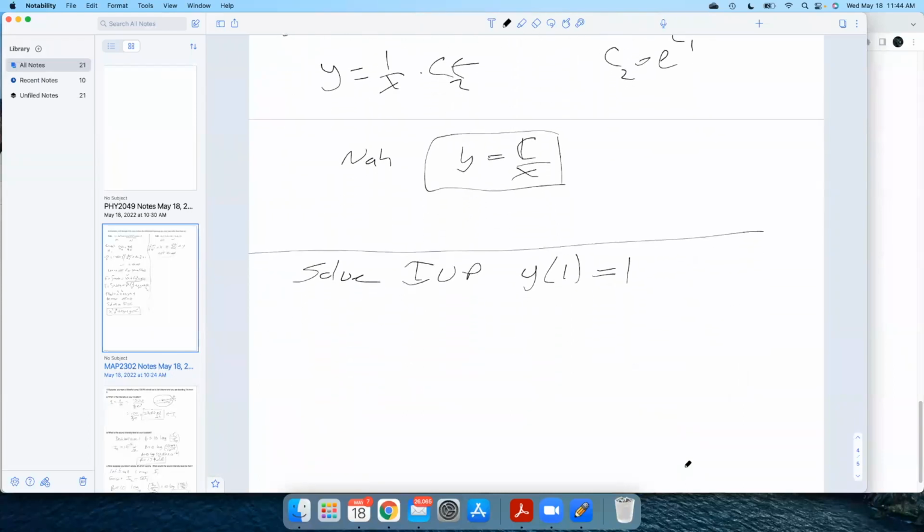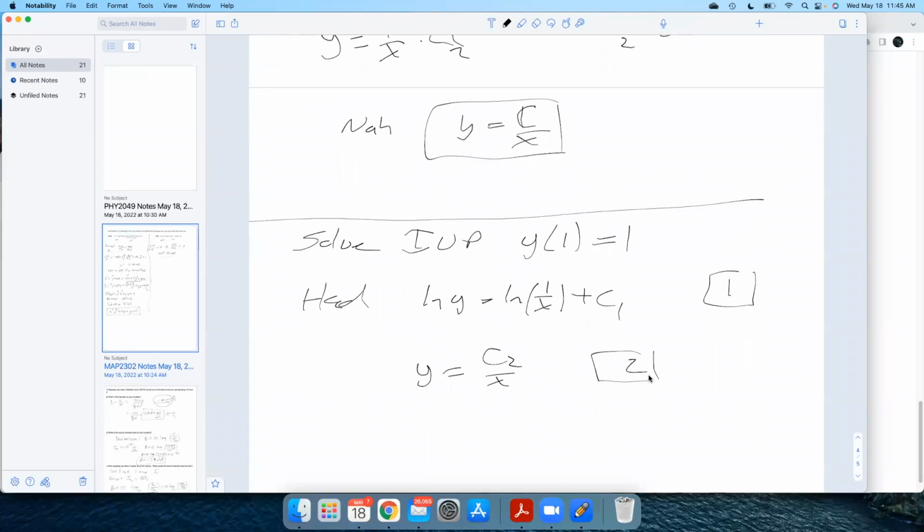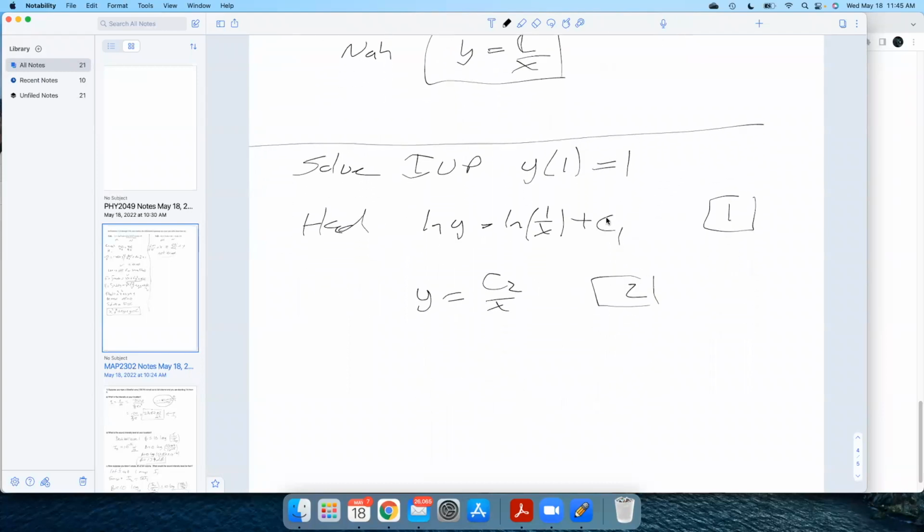So I had two different versions of my solution. We had ln of y equals ln of 1 over x plus c1. Let's call that version 1. And we had y equals c2 over x. Let's call that version 2. If I go to solve this IVP, absolutely, I'm going to get different answers for C1 and C2. Absolutely. There's no doubt about that.